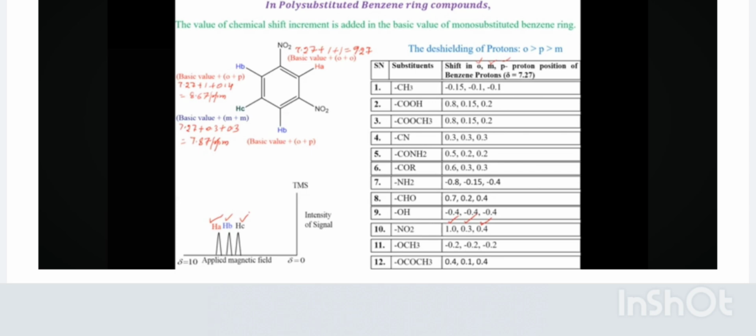Substituent shifts in the ortho, meta, para proton positions of benzene protons. CH3 0.15, 0.1, 0.1. COOH 0.8, 0.15, 0.2. COOCH3 0.8, 0.15, 0.2. CN 0.3, 0.3, 0.3. CONH2 0.5, 0.2, 0.2. COR 0.6, 0.3, 0.3. NH2 0.8, 0.15, 0.4. CHO 0.7, 0.2, 0.4. OH 0.4, 0.4, 0.4. NO2 1.0, 0.3, 0.4. OCH3 0.2, 0.2, 0.2. OCOCH3 0.4, 0.1, 0.4.